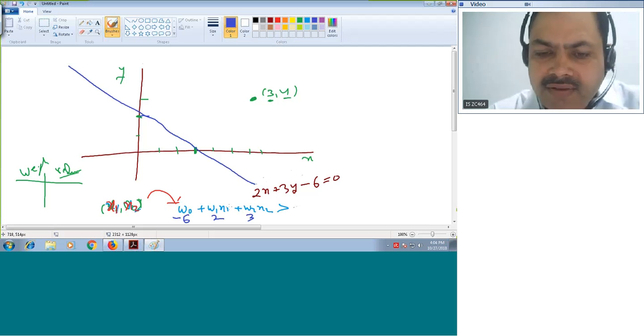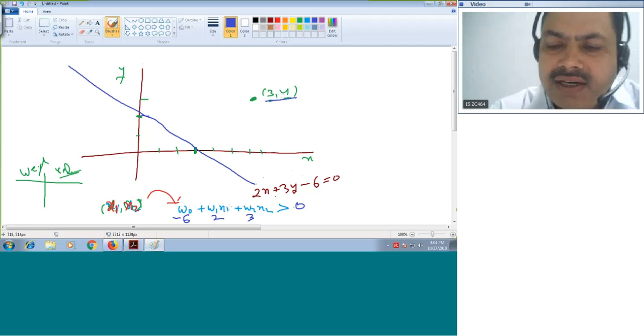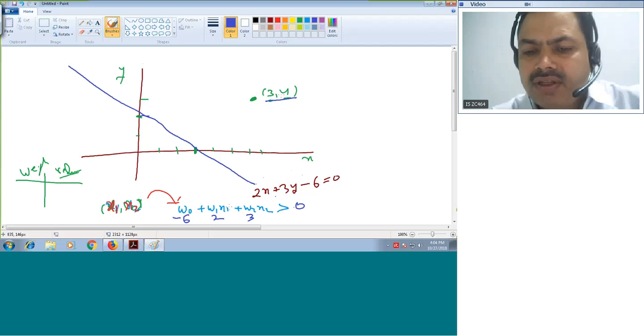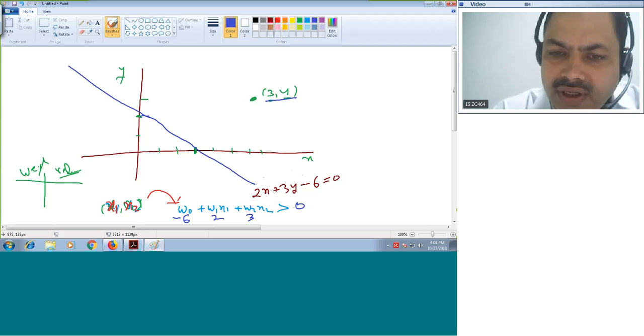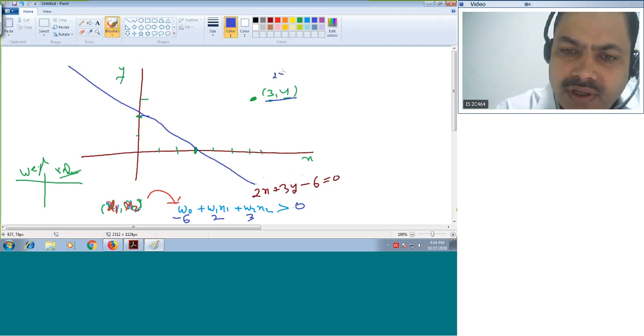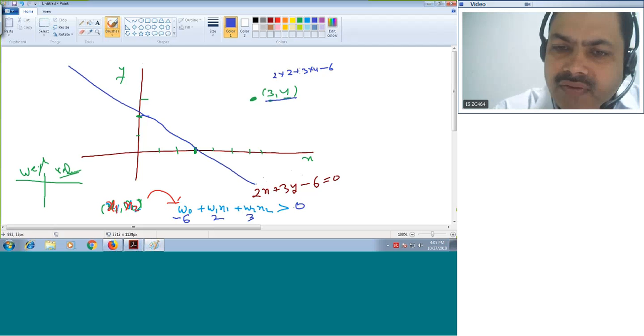All right, so what is the classification of this item? We would put this item into this equation. If you put these values into the equation, it comes out to be 2 multiplied by 3 plus 3 multiplied by 4 minus 6. What is the value? Can you find out?